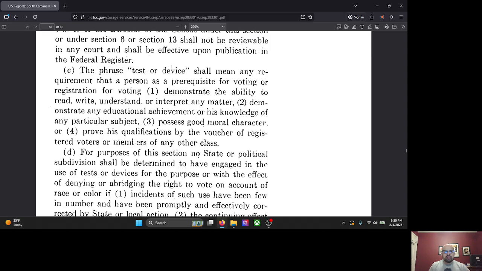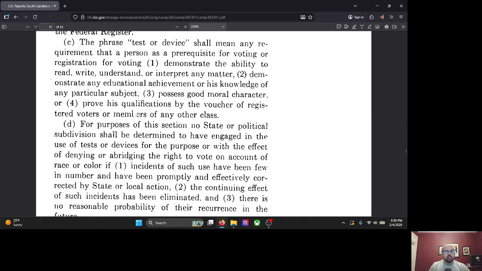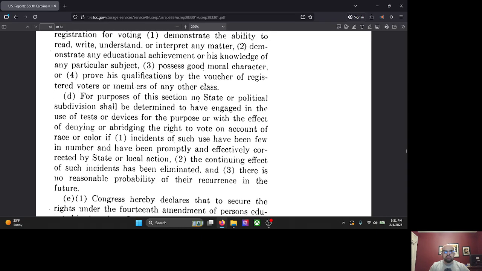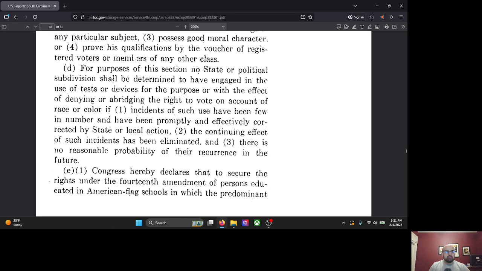C. The phrase test or device shall mean any requirement that a person as a prerequisite for voting or registration for voting 1. Demonstrate the ability to read, write, understand, or interpret any matter. 2. Demonstrate any educational achievement or his knowledge of any particular subject. 3. Possess good moral character. Or 4. Prove his qualifications by the voucher of registered voters or members of any other class.